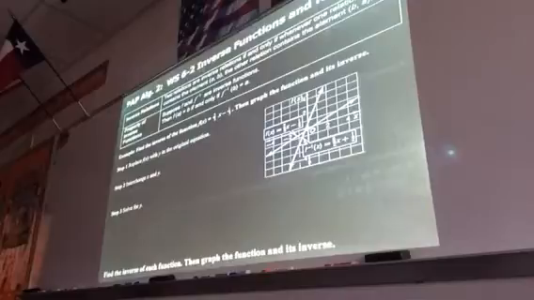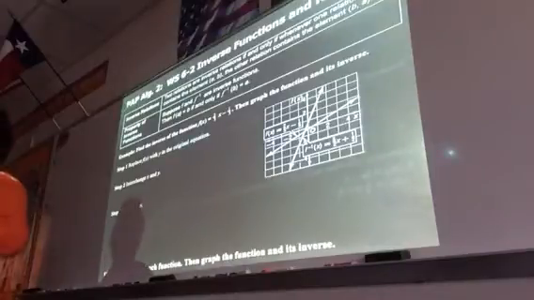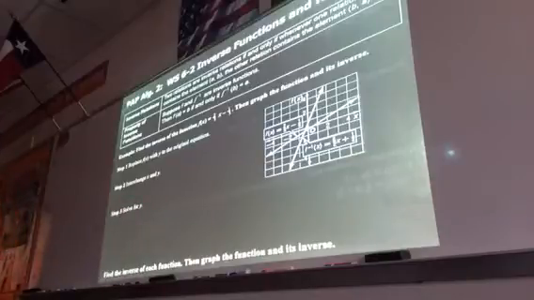Today's definition, inverse relation. Two relations are inverse relations if and only if whenever one relation contains the element (a, b), the other relation contains the element (b, a). I like that definition. That's easy. So that means if this relation has the point (4, 7), this relation, if it's the inverse, must have the point (7, 4). That's a pretty easy definition.